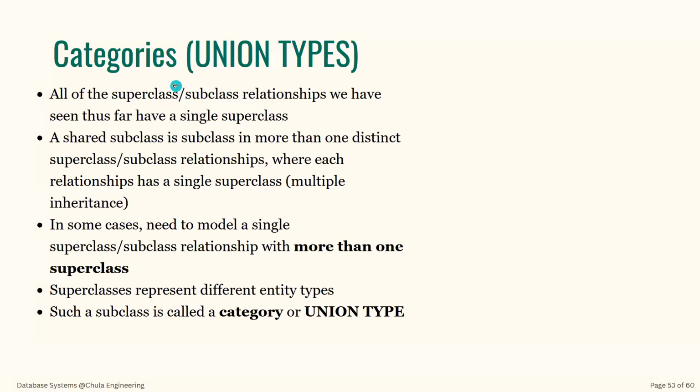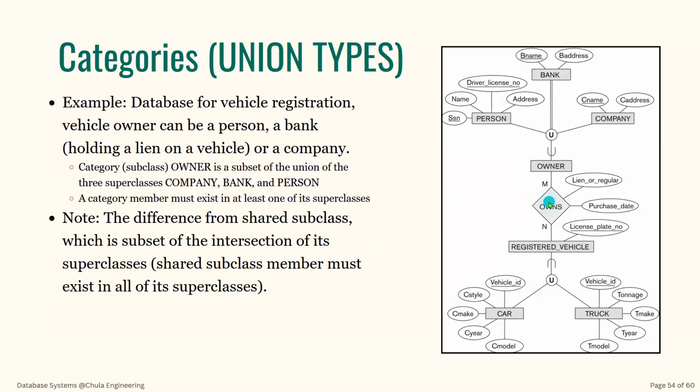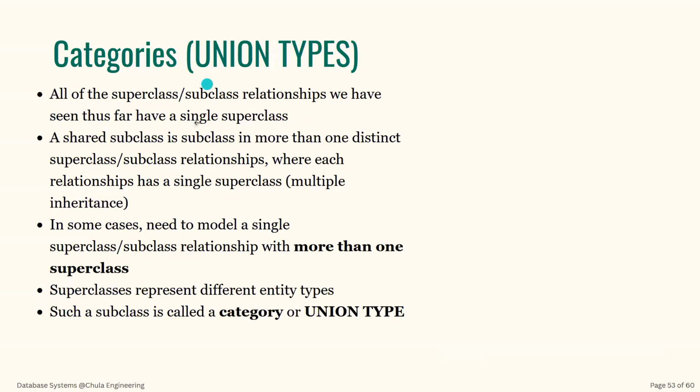So another thing is called categories or union type, which is the same thing. What it means is that all of the superclass and subclass relationships that we have talked about so far have a single superclass, right? Unless it is a shared subclass, which is a subclass of more than one distinct superclass, right? But it still has a single superclass on top. It ends up with a single superclass with multiple inheritance.